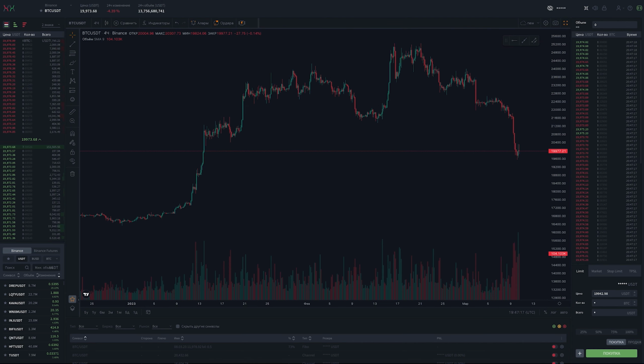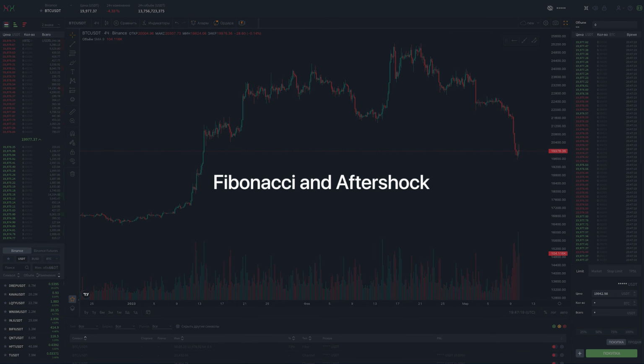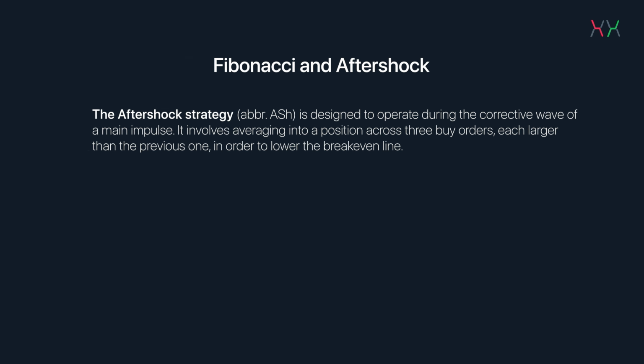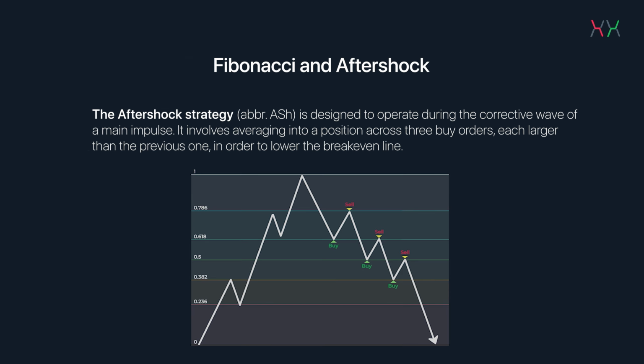Hi trader! Today we're going to talk about Fibonacci and the AfterShock strategy, how they are connected and how to use them. The AfterShock strategy, sometimes shortened to AS, a shock, or even ASH, is designed to operate during the corrective wave of the main impulse. It involves averaging a position through 3 buy orders, with each subsequent purchase increased to lower the break-even line.